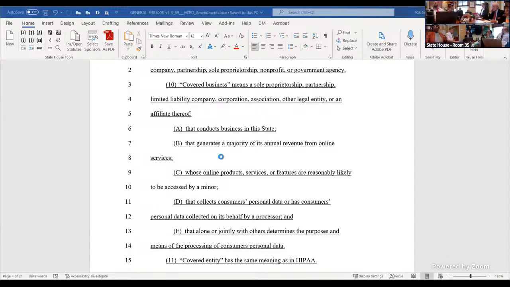The bill only applies to covered businesses and processors. Okay. So if you're not a covered business under this definition, the bill is not going to apply to you. If you're a processor, it may apply to you later. But we're talking about the narrowing of the bill. So this is one way it's narrowed: you must meet A, B, C, D, and E to be a covered business. So for example, if you don't generate a majority of your annual revenue from online services, you are not subject to this bill. Even if you're a Vermont company, you're not going to be subject to the bill.